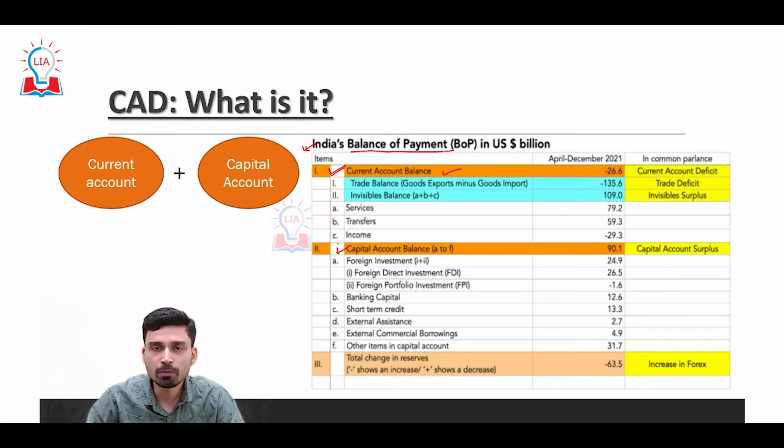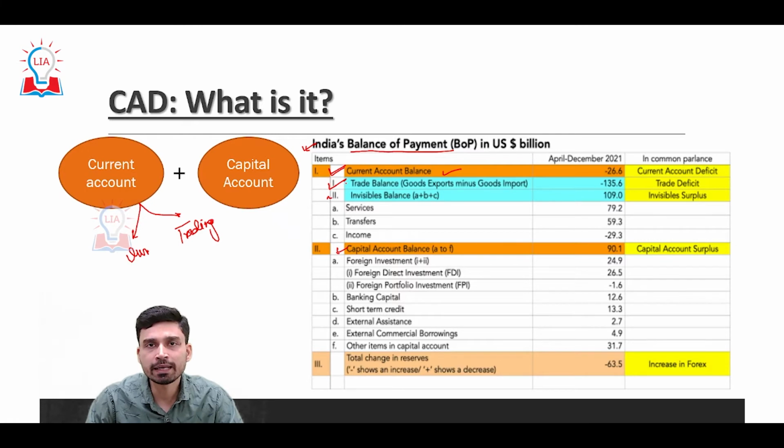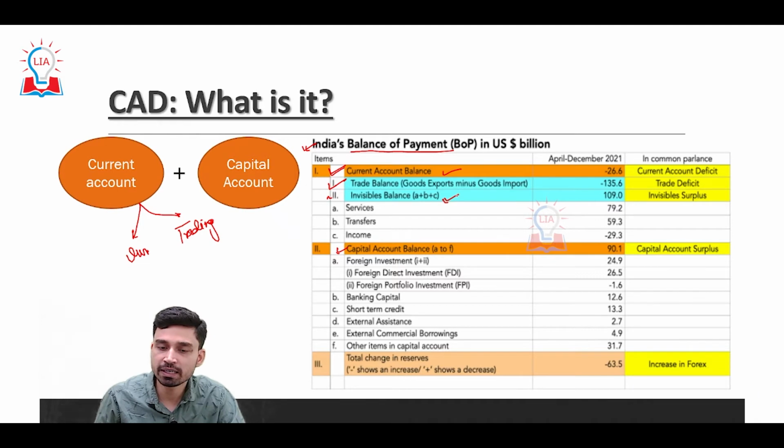The current account balance is again made up of two components. One is called the trading component, and the other is called the invisible component, as clearly mentioned here. The trading component is basically all the goods exported and imported from and to India, while invisible balances are something that is not clearly visible. This can be in the movement of services. For example, a software company of India has demanded certain services from a US company or vice versa. That is called an invisible balance.